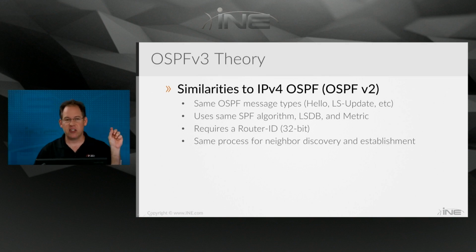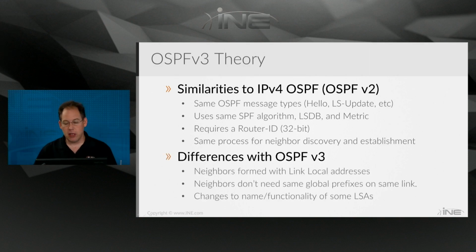It'll look to see if you have a static router ID configured first. If you don't have one, it'll look to see if you have any loopbacks. If you do have loopbacks, it'll pull the highest IP address from among your loopbacks. If there's no loopbacks, it'll pull the highest IP version 4 address from among your physical interfaces. And the process for neighbor discovery and building a full adjacency, all the same.